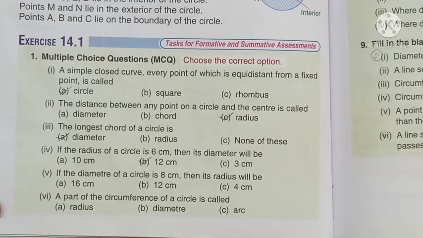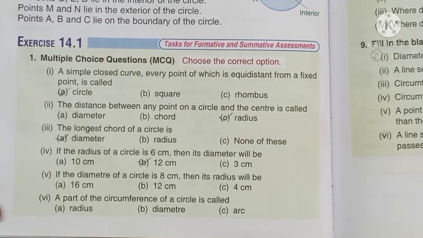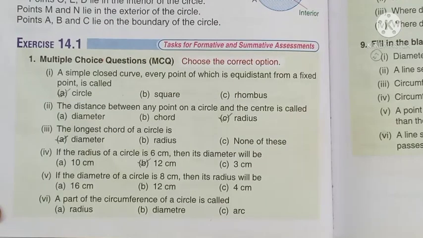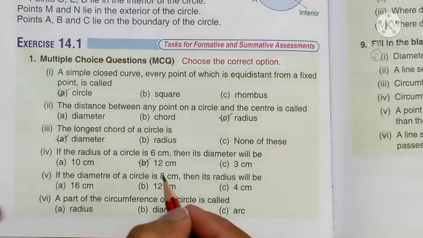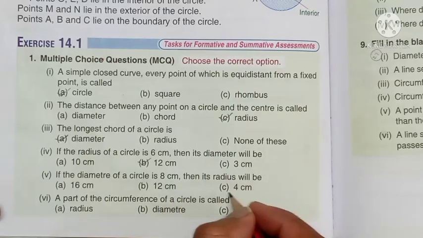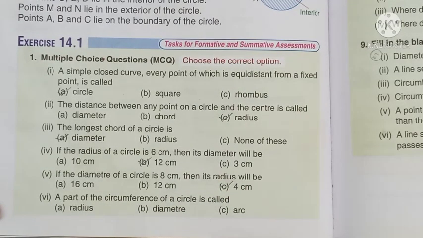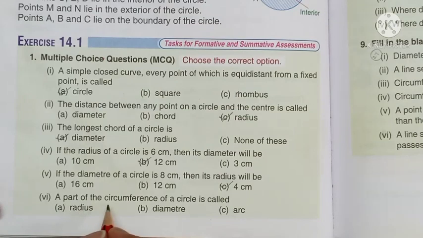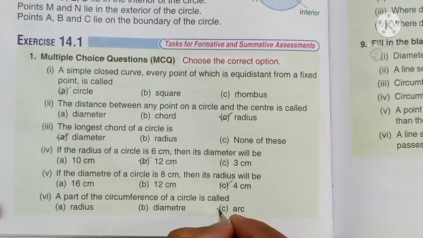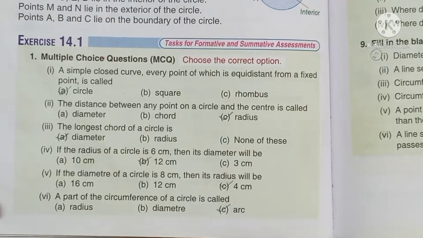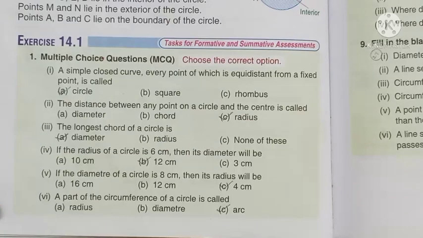Then if the diameter of a circle is 8 centimeters, then its radius is, as you can see, we have to divide 8 by 2, which gives us 4 centimeters. Just mark the answers as I am doing here. Now the sixth one, children. A part of the circumference of a circle is called arc.